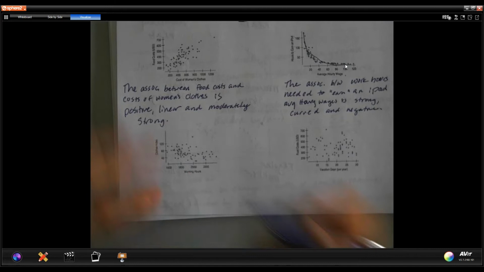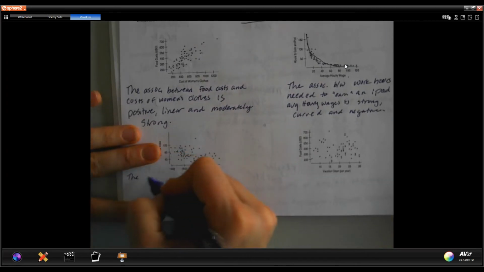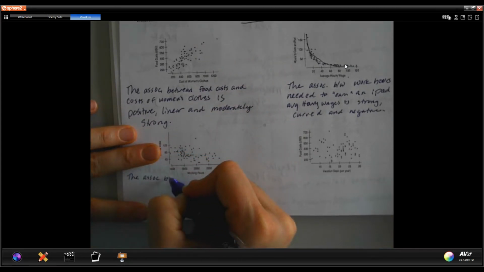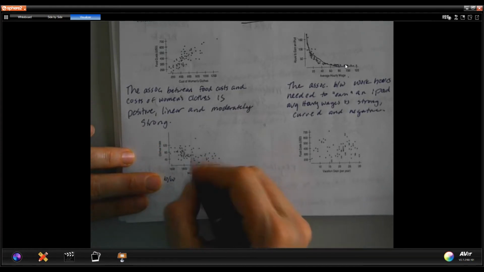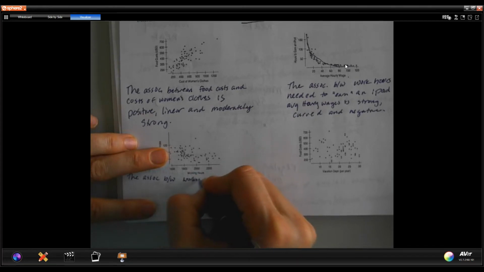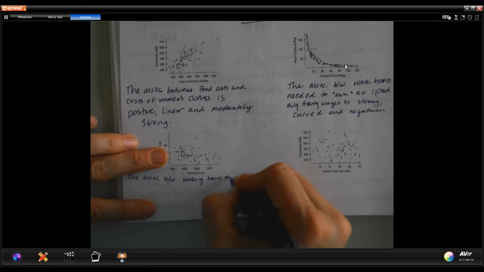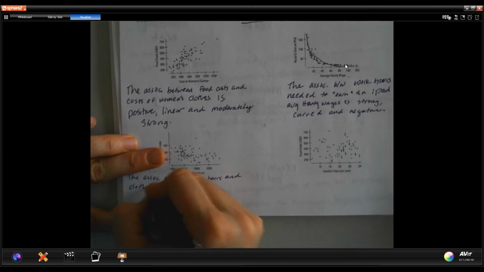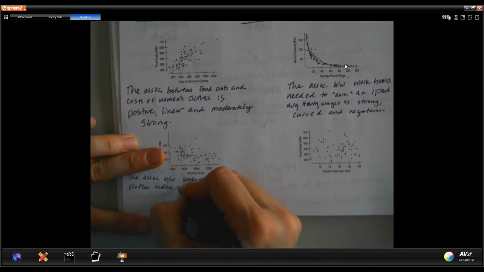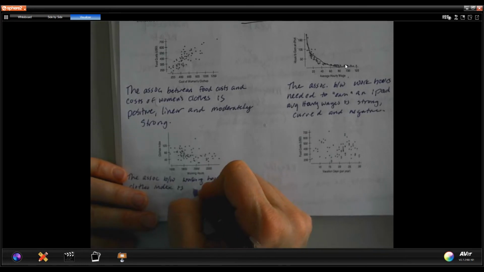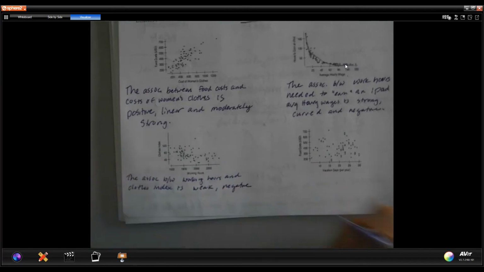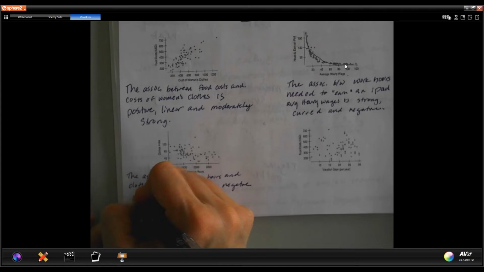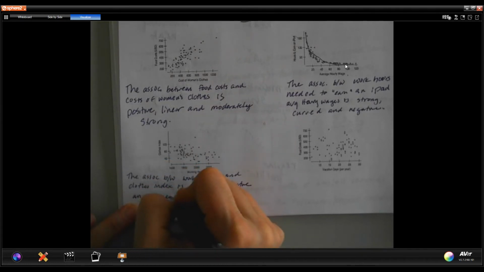But we start with the association between working hours and clothes index, whatever that is. Is weak, negative, and I don't really see a curve. So I'm going to say and linear.